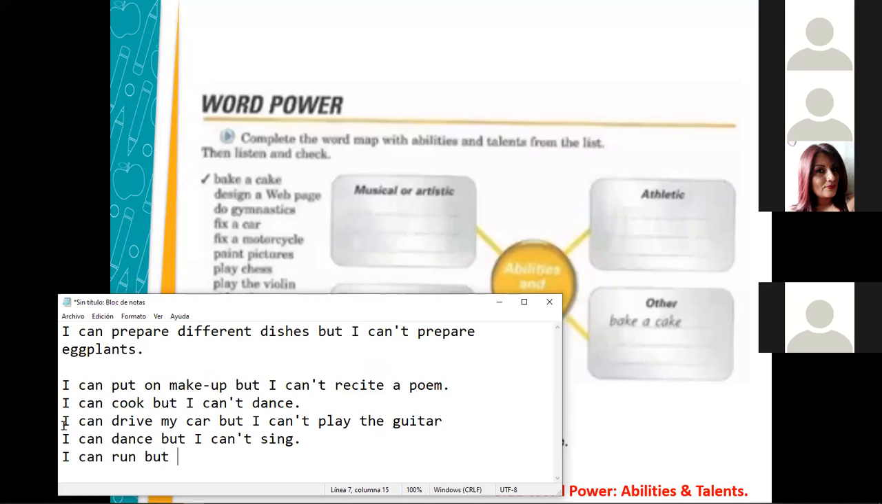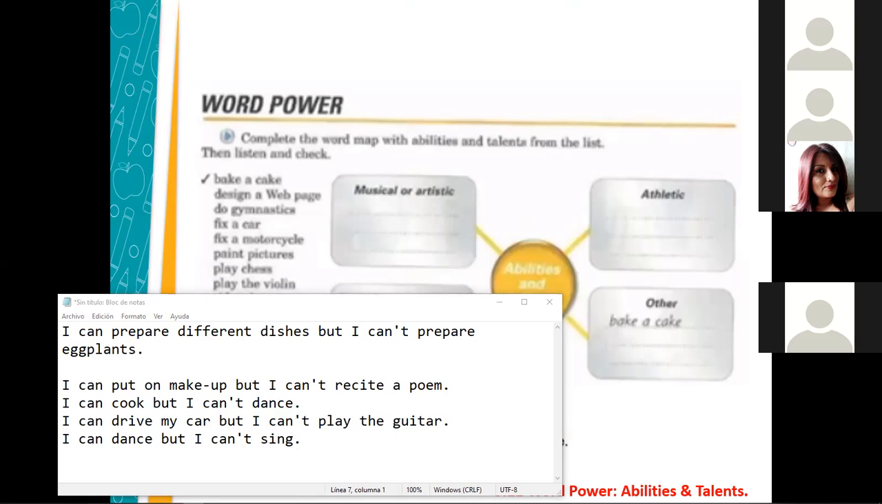So, solo alcancé a escuchar, I can drive my car, but I can't play the guitar. Luego me dijo, I can dance, no dancing, I can dance, but I can't sing. Right? Y luego me dijo, I can run, but I can play the guitar. Okay, thank you very much, Clarita, very kind. Someone else? ¿Alguien más?